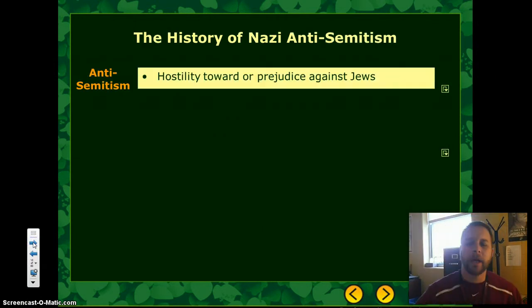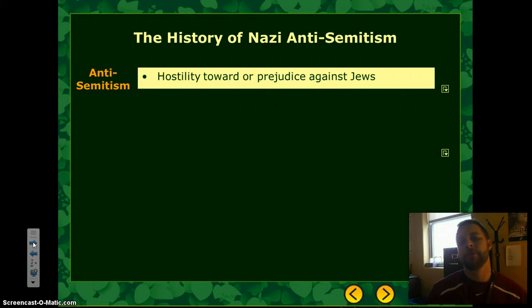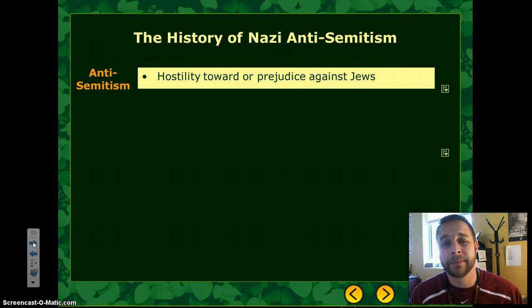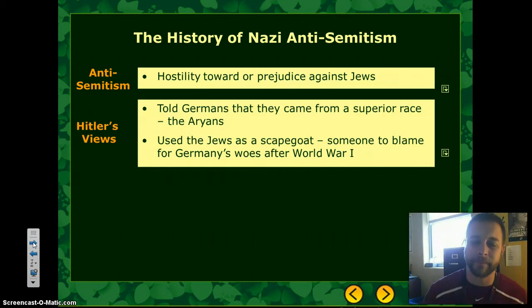All right, so anti-Semitism had a long history throughout Europe in general, not just Germany. Even in the United States, anti-Semitism was not an unheard of idea. It was pretty widely accepted, this hostility and prejudice against Jews. So it existed for a long time.